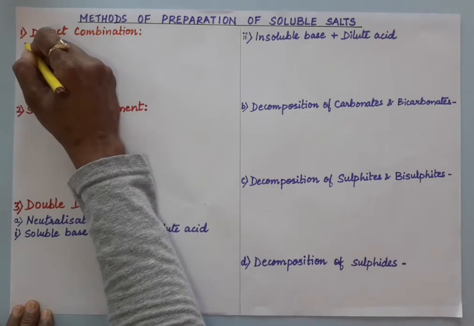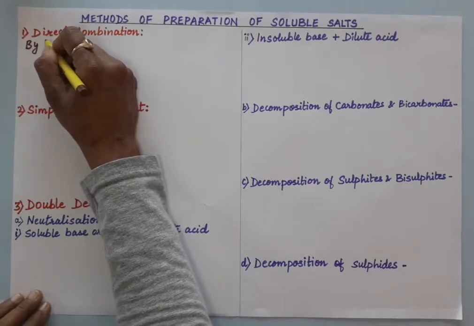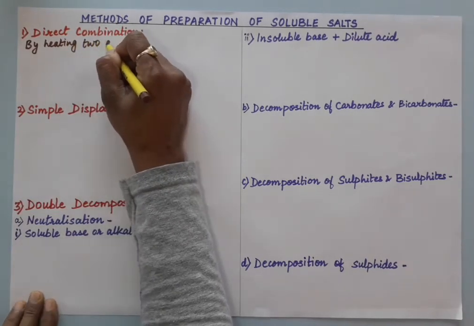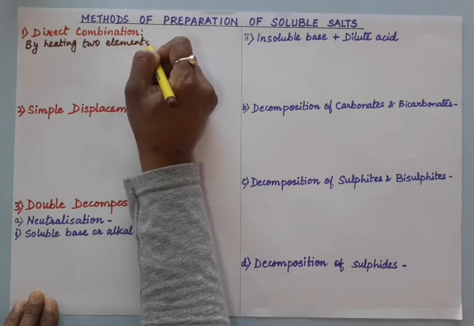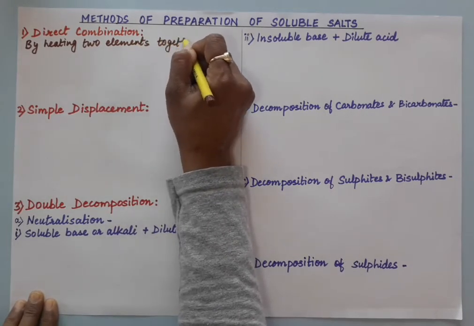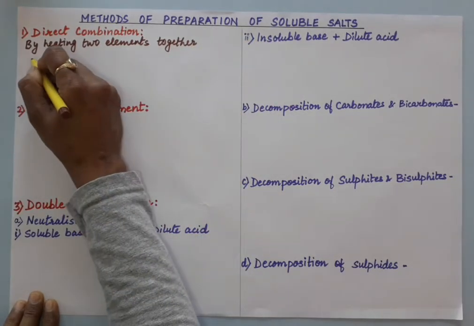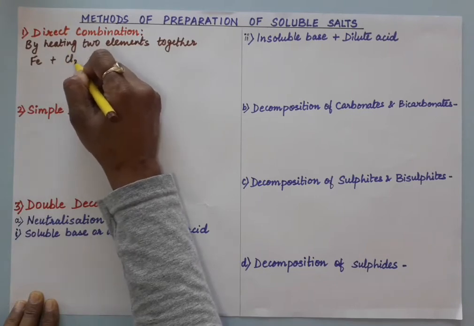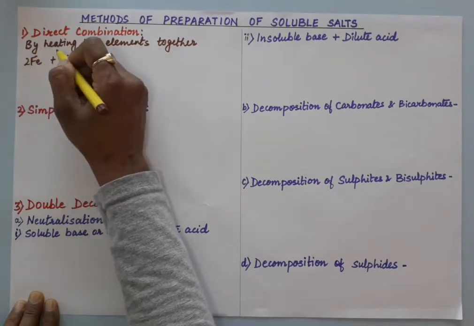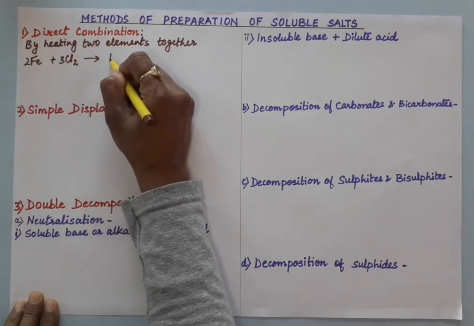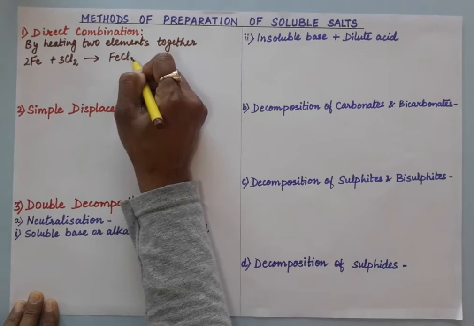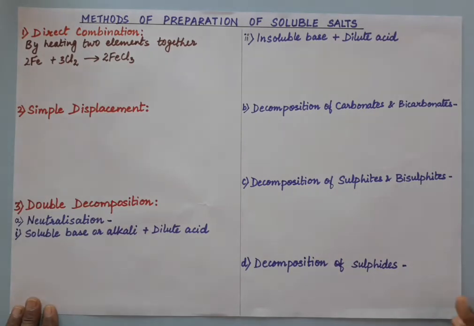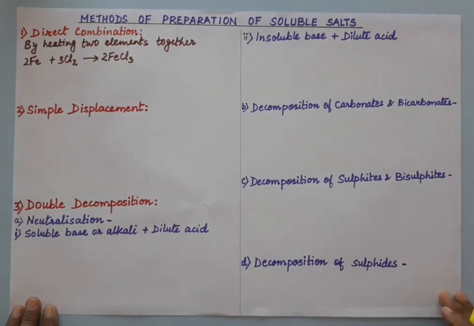So here by direct combination, by heating two elements together, for example Fe, when chlorine is passed through red hot iron, we get ferric chloride, brown scales of ferric chloride, which is a very deliquescent substance, right? So by direct combination we can easily prepare ferric chloride, FeCl3.